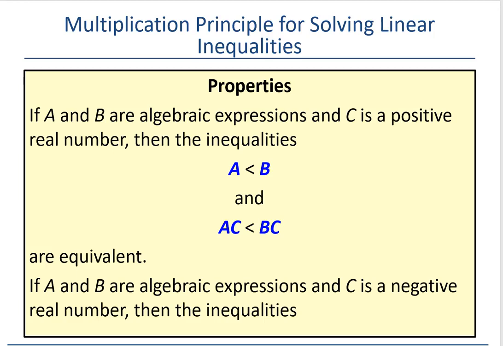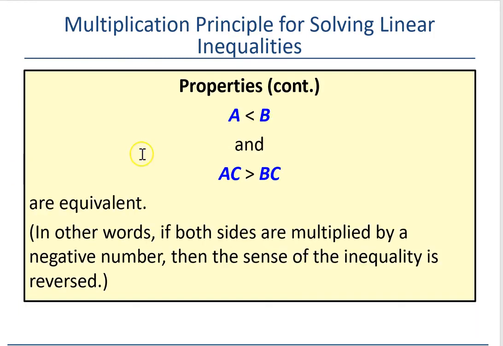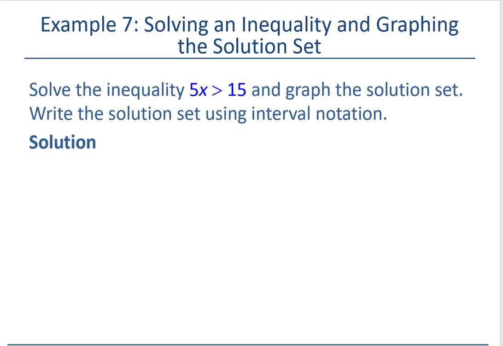Let's look at this: the multiplication principle for solving linear inequalities. Notice it's the same thing as whenever there was an equal sign. These work exactly the same way. Some things are going to change shortly, especially if you're dividing or multiplying by a negative, which we're going to need to get into. There it is right there: if both sides are multiplied by a negative number, then the sense of the inequality is reversed. Basically, if you have to divide by a negative, you have to reverse your signs. We're going to do that in some of the examples. So let's look at this one first.